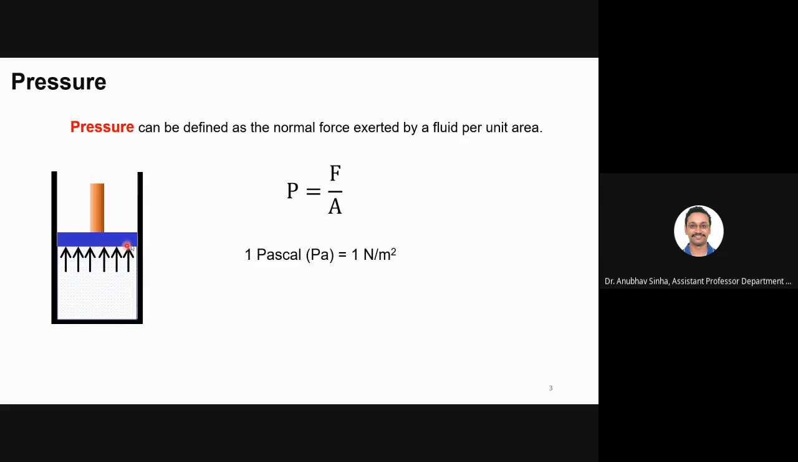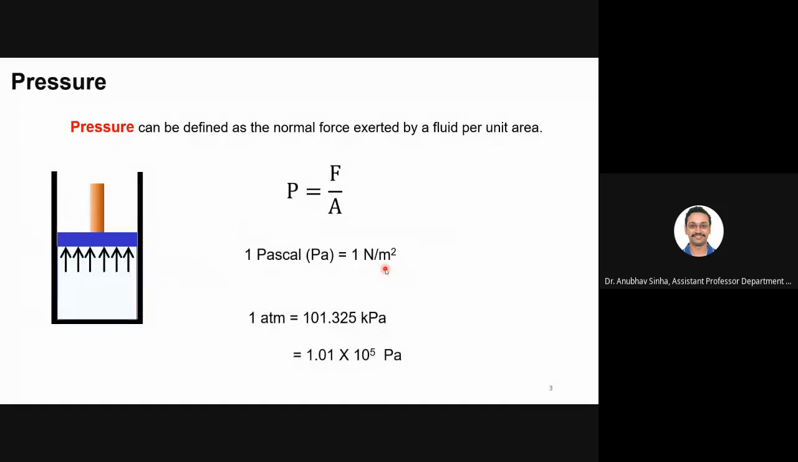Generally, we talk about pressure on a piston. Then we say pressure is the total force exerted by the gas on the piston divided by the area of the piston. Okay, and there are different units in which we measure pressure. One of them, the SI unit, is Pascal. Pascal is 1 Newton per meter square.